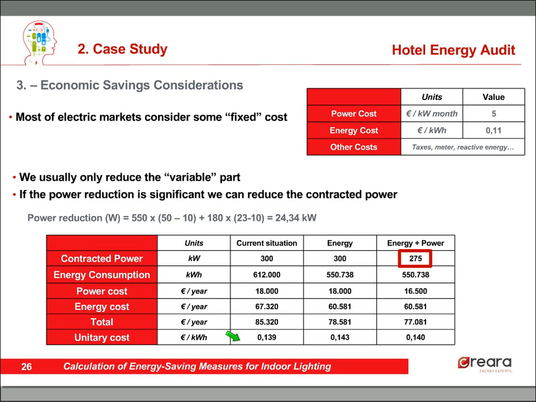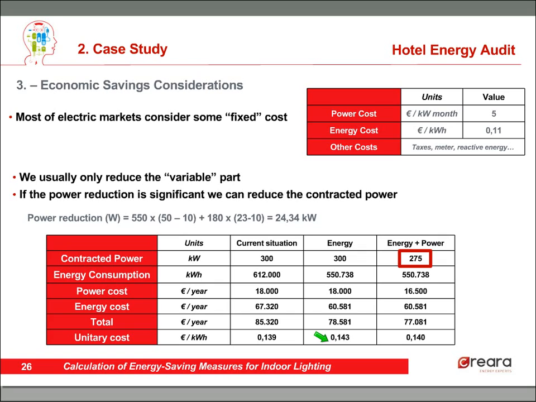So the total cost divided by the energy consumption. After we have implemented the measures, we reduce the energy consumption, but we don't reduce the contracted power. So the power cost is the same, and the energy cost is lower, 67 versus 60. The total cost is reduced, but if you see the last number, the unitary cost is higher. We have a more expensive system because the energy consumption is lower, but the contracted power is the same.